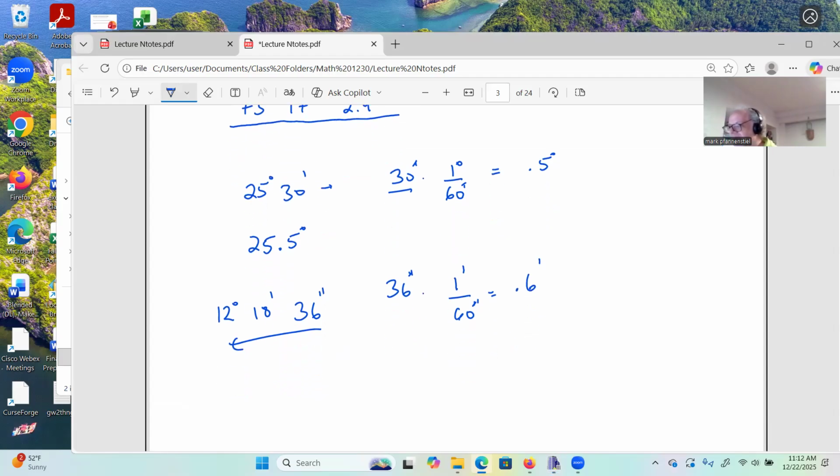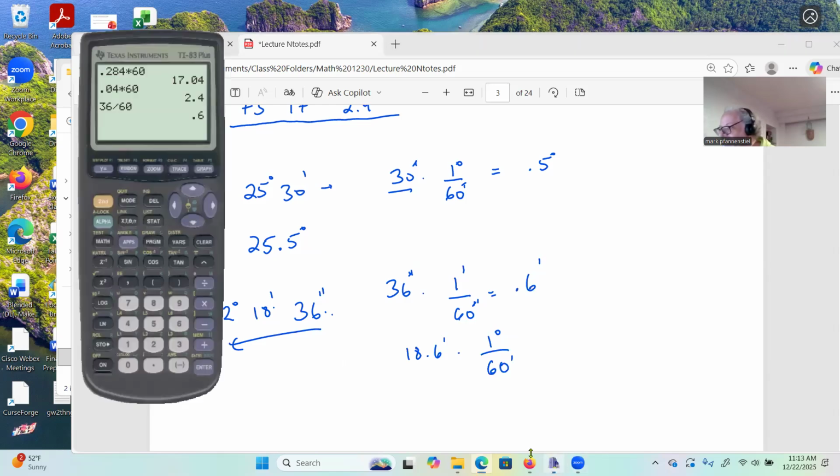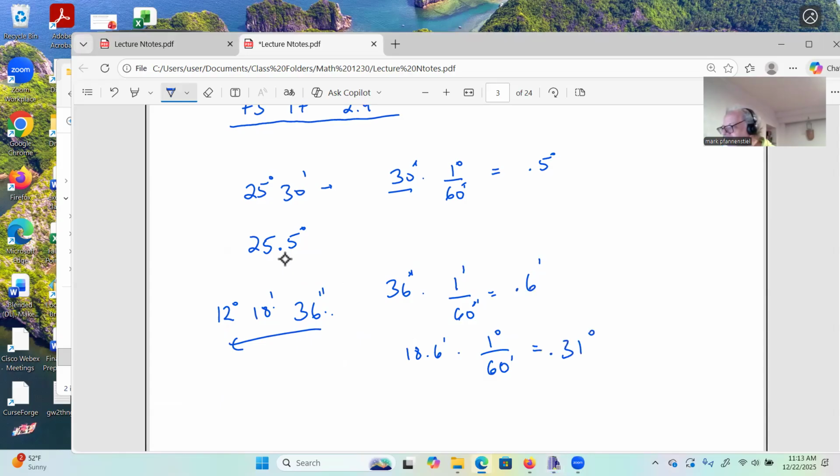Okay, and now we have to move it up. So we're going to add the 0.6 to the 18. So now we have 18.6 minutes, right? Because we went from seconds to minutes, and now we're going to go from minutes to degrees. So we have 18.6 minutes, and we have 1 degree per 60 minutes. We're going to say 18.6 divided by 60. We'll go ahead and deal with that. Divided by 60, that's going to be 0.31. So that's going to be 0.31 degrees.